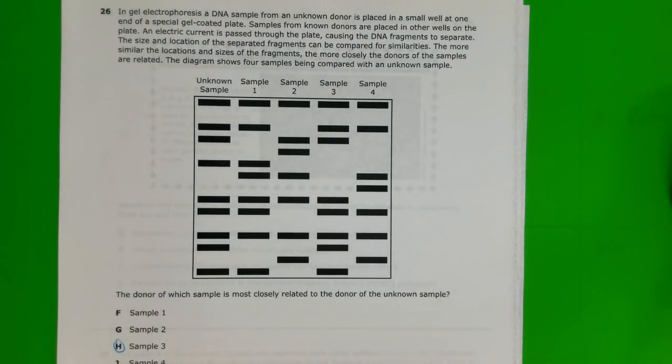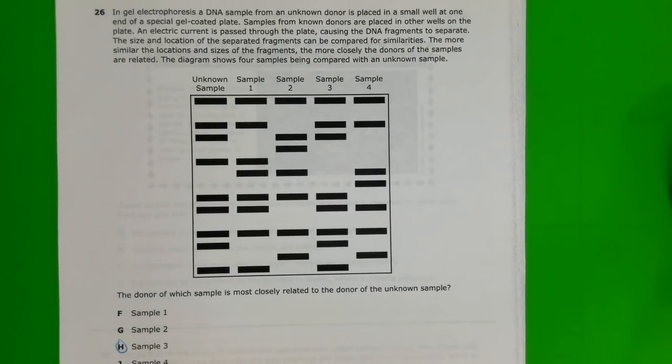26. Again, another very simple one, but don't skip over it just because it's long and you don't feel like reading. There is a lot of information on here that is just trying to throw you off. So gel electrophoresis: a DNA sample is placed in a small well at the end of a special gel-coated plate. Samples from known donors are placed in other wells on the plate. An electrical current passes through the plate, causing the DNA fragments to separate. The size and location of the separated fragments can be compared for similarities. The more similar the locations and sizes of the fragments, the more closely the donors of these samples are related.